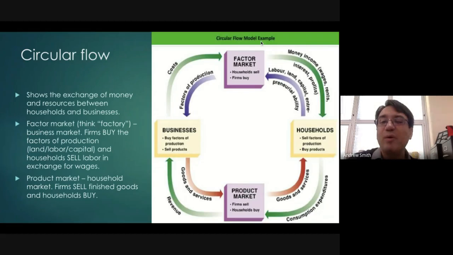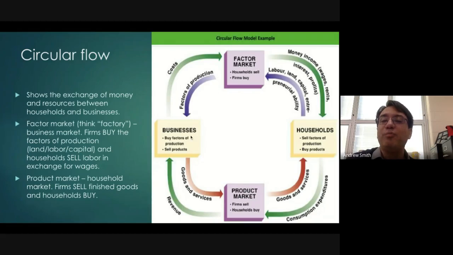So how do you remember what's different between the factor and consumer markets? Well, just remember, put a Y on the end of factor, and what do you have? You have factory, right? It's where land, labor, and capital are combined to produce goods and services.